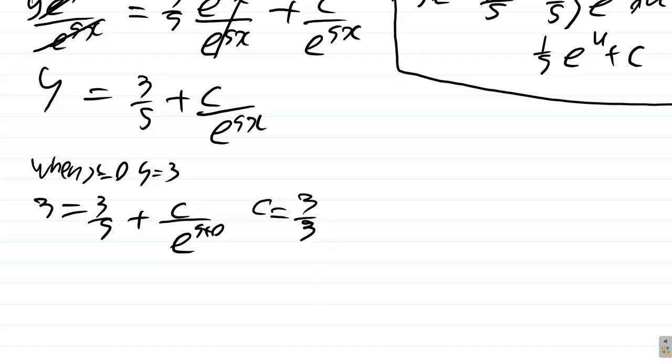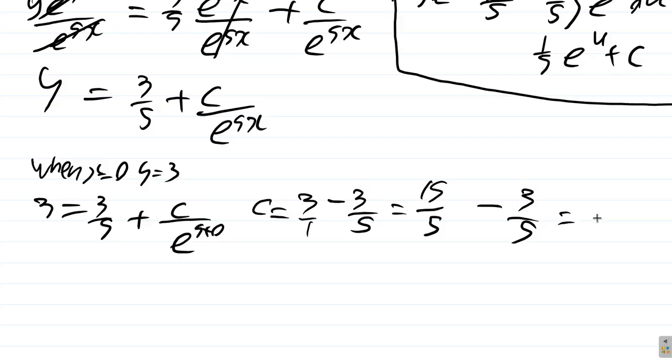It's 3 minus 3/5. c is 3 minus 3/5. What would that be now? If you multiply the top and bottom by 5 to get common denominators, 3 over 1 becomes 15 over 5, minus 3/5. So 15 minus 3 is what, 12/5, right? So c is 12 over 5.